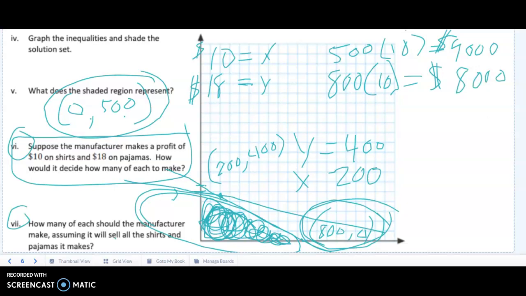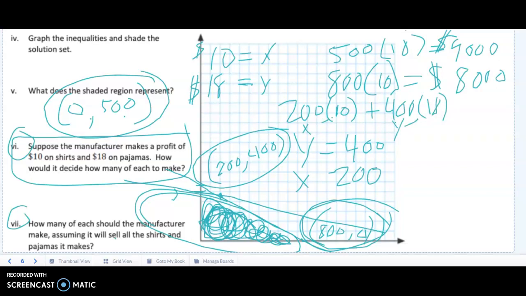So we definitely would rather sell the pajamas rather than the shirts because we're going to make all the money there. Okay. But what if we sell both? 200 and 400 right here. So that would be 200 times 10 plus 400 times 18. This is our Y, this is our X, and that's how much each one is worth.